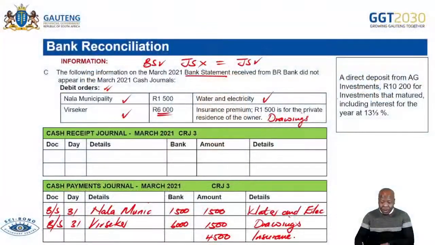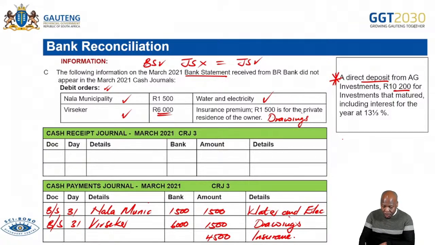Welcome back, dear learners. Now we have done this one and we've done that one. So we go now to the third one, which is what we have over here. And it reads, a direct deposit from AG Investments. So this is a direct deposit. This is money that we are receiving, money that was deposited directly into the business bank account. And the amount is 10,200.